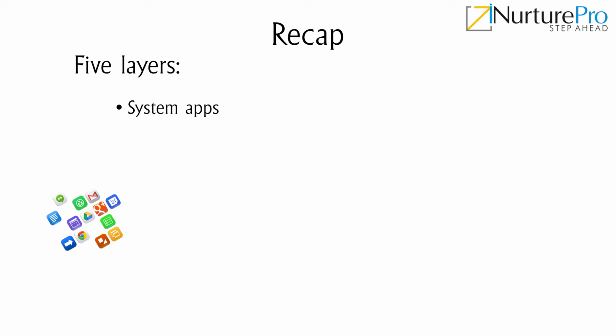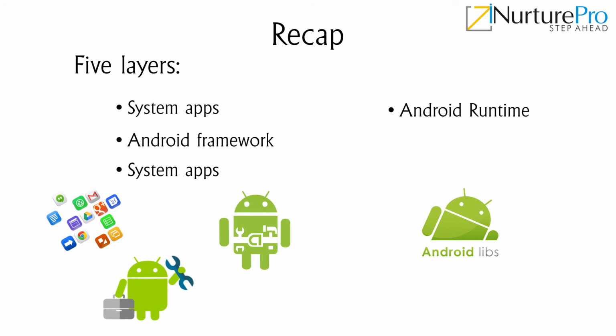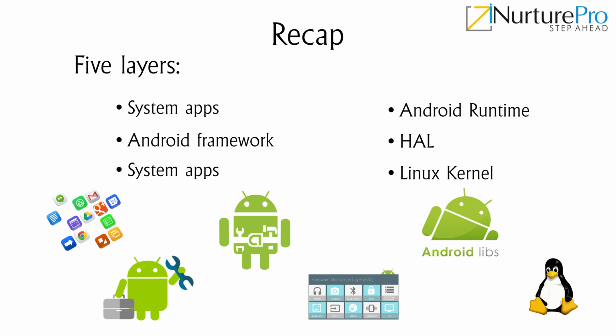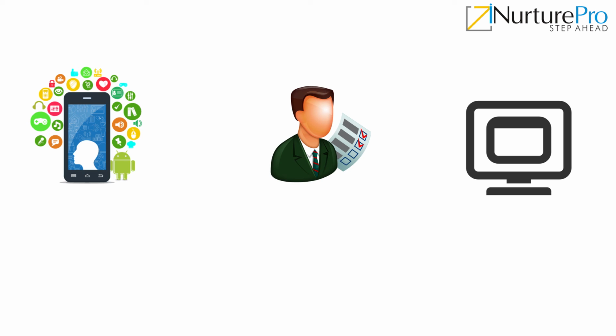Let us have a quick recap on what we discussed. The architecture of Android consists of 5 layers, which are system apps, Android framework, libraries, Android runtime, hardware abstraction layer HAL, and the Linux kernel. The system apps consist of all of the applications including user-installed and predefined apps. The Android framework consists of all the built-in managers and libraries which can handle different kinds of functionalities.